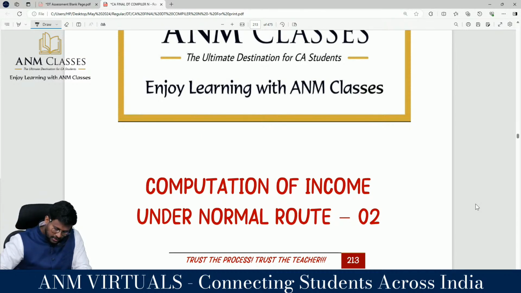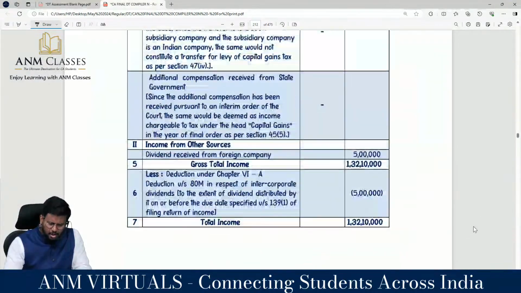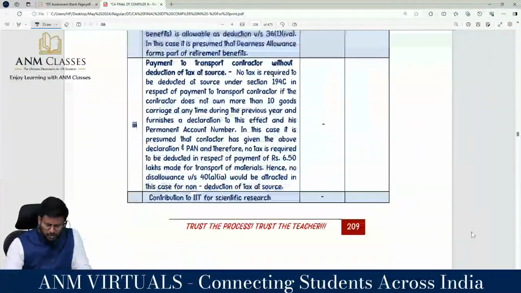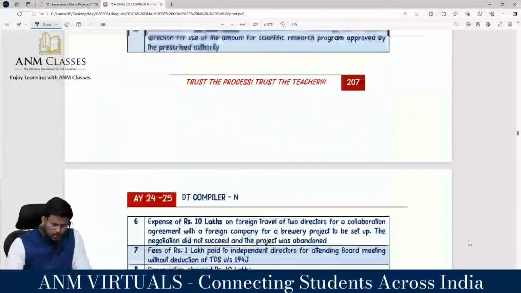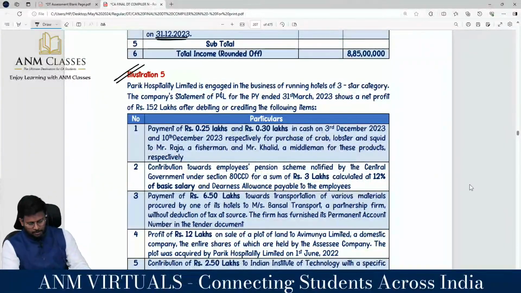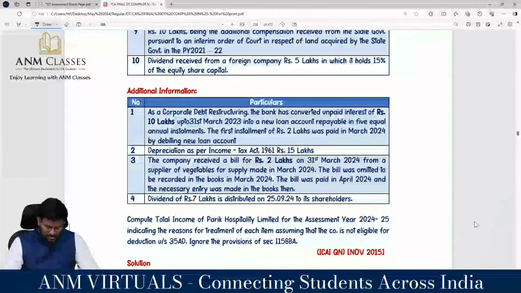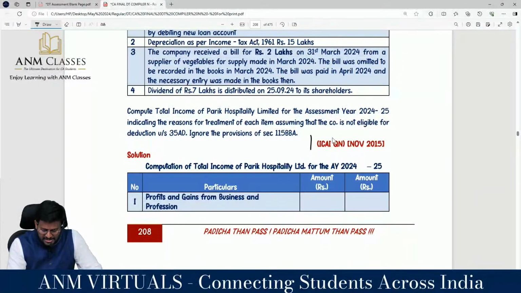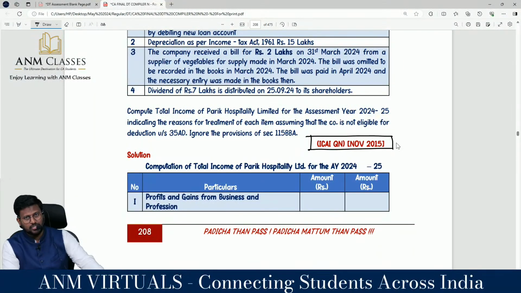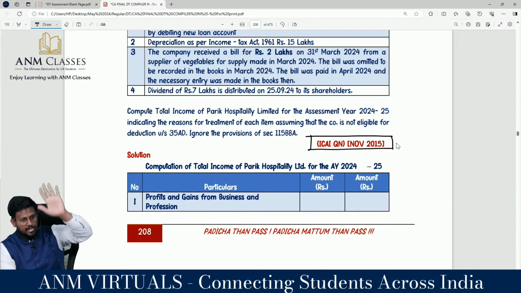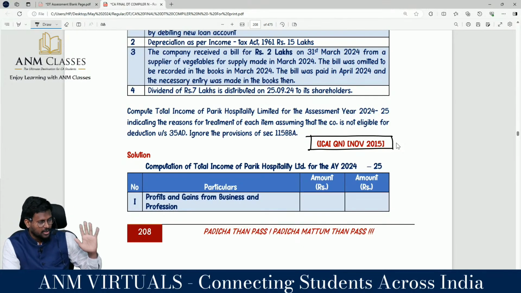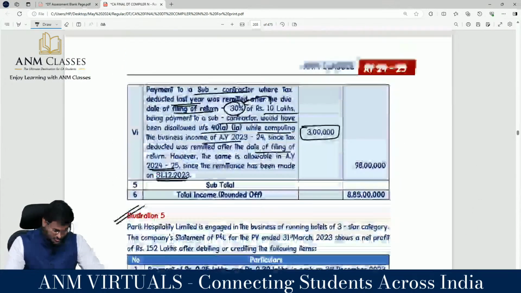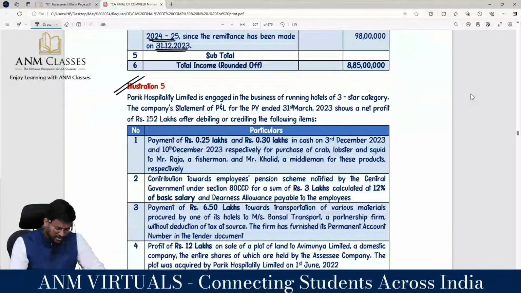When I move to the second part and all, sir, you will be feeling so much comfortable, provided you are very thorough with part number 1. Parikh Hospitality, sir, it's a very important question, good question. ICA question, November 2015 question, the attempt in which I wrote. I got 14 marks in examination. That's why I have passed. It was an easy question for me at that time.